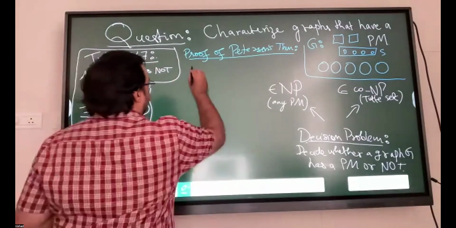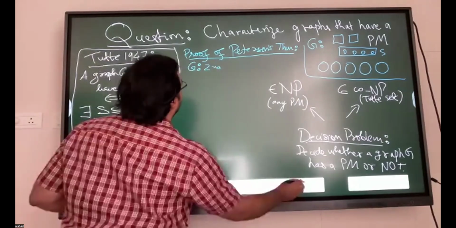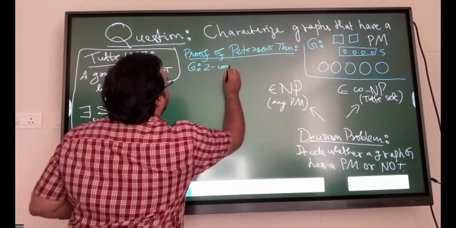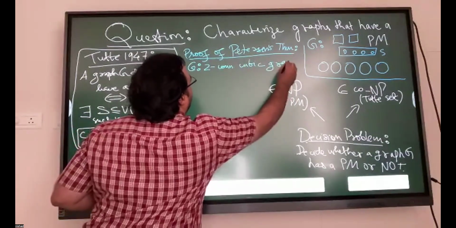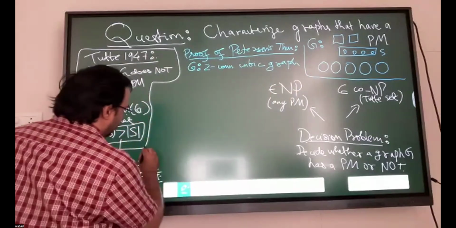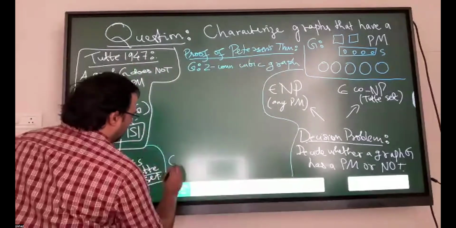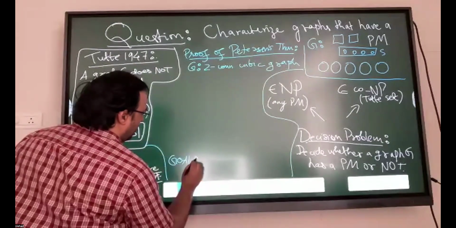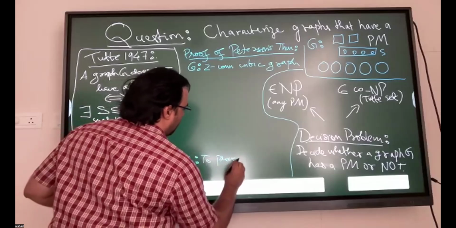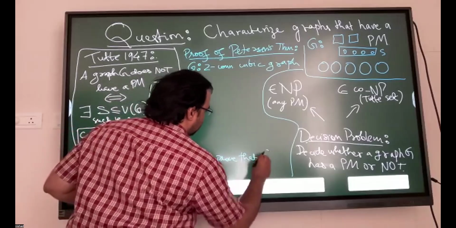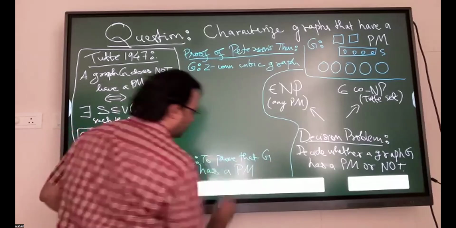Let's just remind ourselves what we are trying to prove. So we will take a 2-connected cubic graph. We'll take a 2-connected cubic graph. And our goal is to prove that G has a perfect matching. Okay.